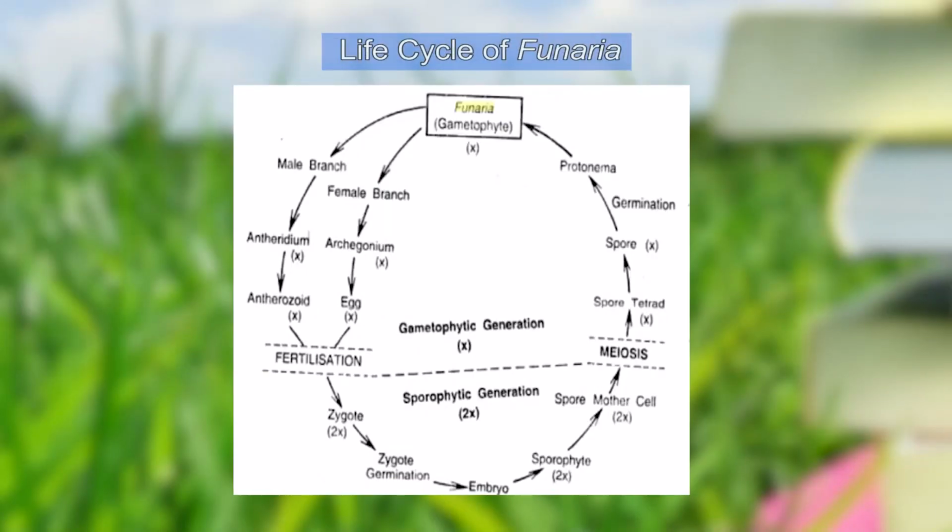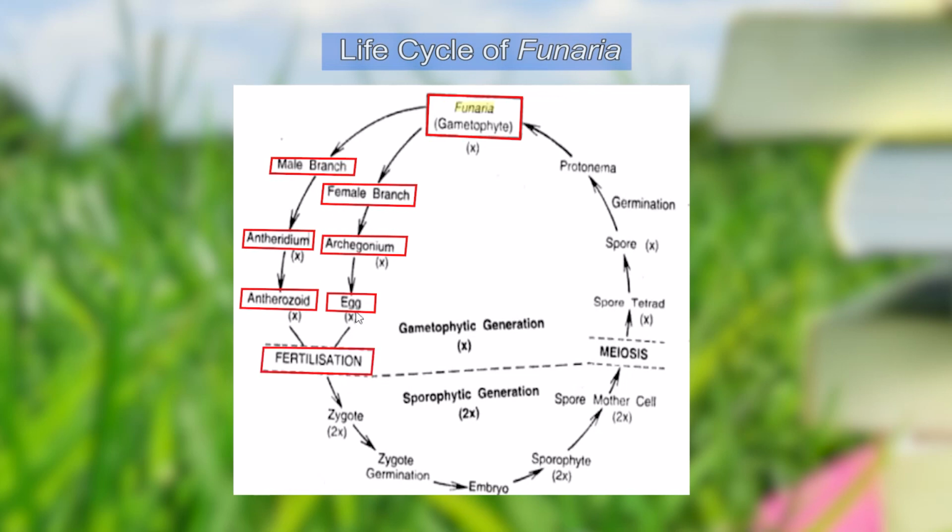As you can see, the life cycle of Funaria, typical of the bryophytes, has a dominant gametophytic phase. The gametophytic phase is much more differentiated, and there you get the stem, leaf and rhizoids. From the gametophyte, there arises a female branch and a male branch. The female branch bears the archegonium. The archegonium contains the matured ovum, whereas the male branch contains the antheridium. The antheridium produces the antherozoid, and this antherozoid fuses with the ovum to form the zygote.